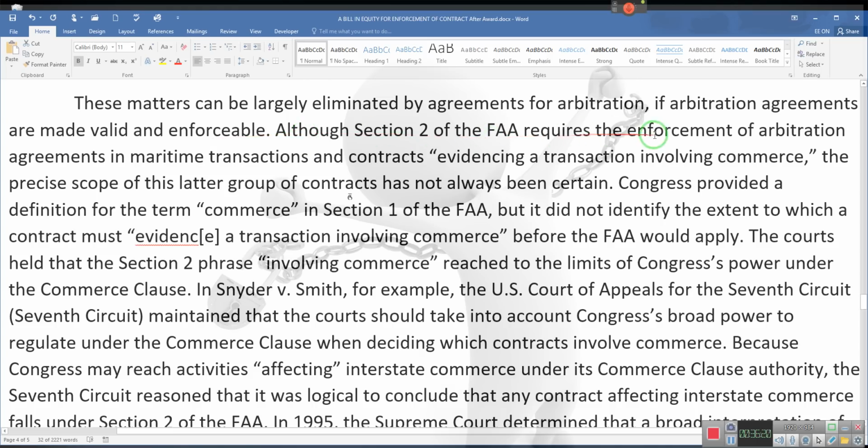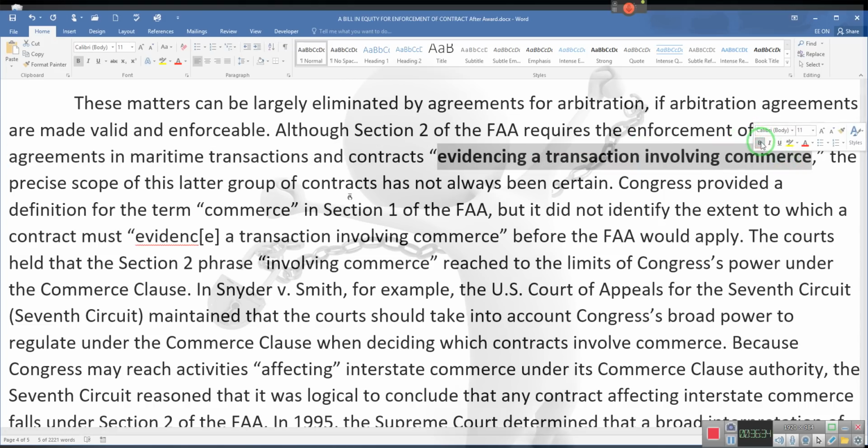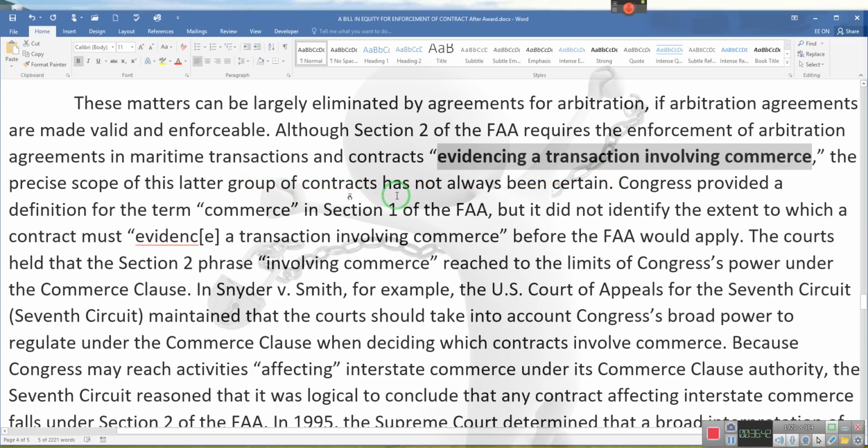Although Section 2 of the FAA requires the enforcement of arbitration agreements in maritime transactions and contracts evidencing a transaction involving commerce, pay attention, that's the quote. It just has to show that it's evidencing commerce, and it's automatically the Federal Arbitration Act. The precise scope of the latter group, contracts evidencing commerce, has not always been certain. Congress provided a definition for the term commerce in Section 1 of the FAA, but it did not identify the extent to which the contract must evidence a transaction involving commerce before the FAA would apply.